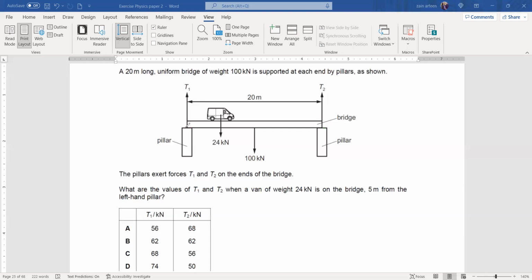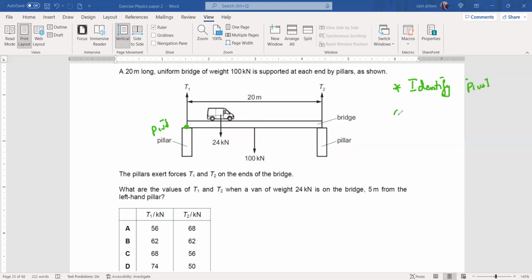So for example, they mention: what are the values for T1 and T2 when the van of weight 24 kilonewton is on the bridge 5 meters from the left pillar? So 5 meters from the left pillar, because this distance is given. So I consider the left pillar as a point of rotation. First thing, we consider the pivot. So we identify the pivot first.